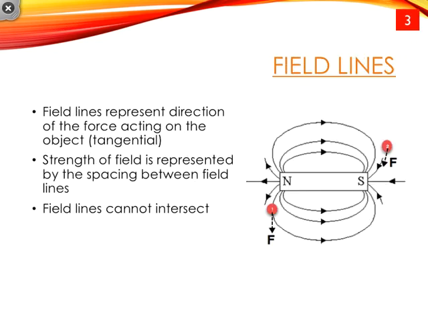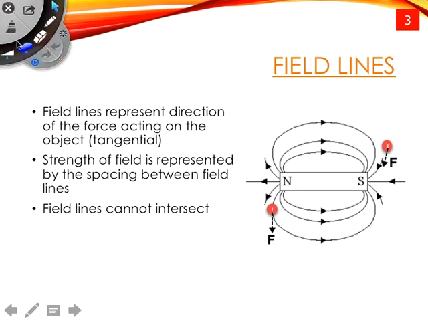How many of you have seen the diagram on the right hand side before? Sec 3, Sec 4 you did it before, right? You use a small compass to plot. These are what we call field lines. Field lines do not exist in real life. Field lines simply represent the direction of the force acting on an object. So if your object is here at position 2, the field line is tangential through it. It's basically a tangent.